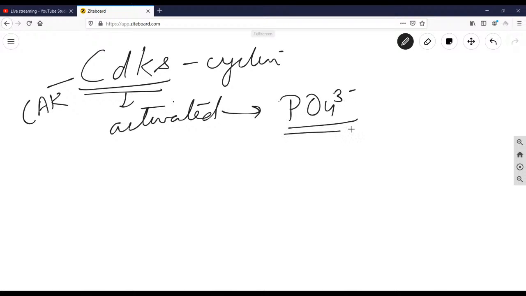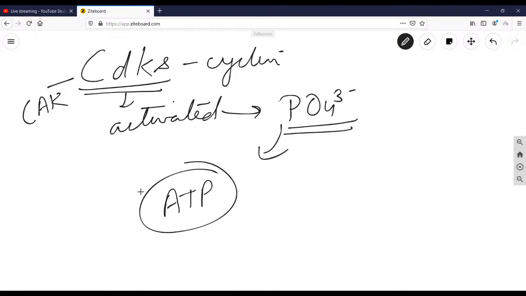They can add a phosphate group by hydrolyzing ATP, because the kinases, what do they do? They can add the phosphate group, but from where will they get it? What's the source of the phosphate group? The source of the phosphate group is the ATP molecule, the adenosine triphosphate molecule.